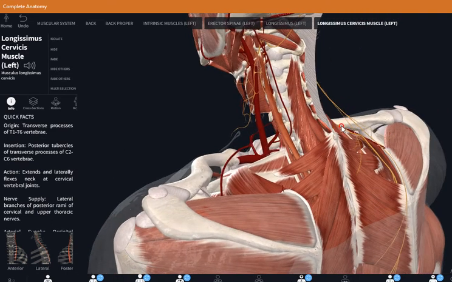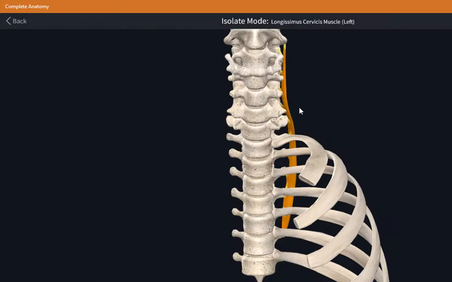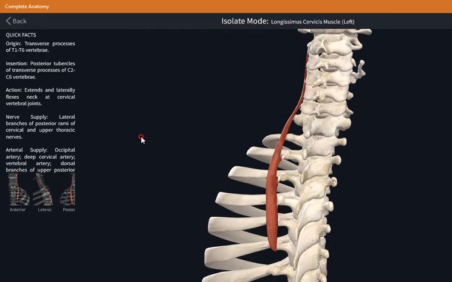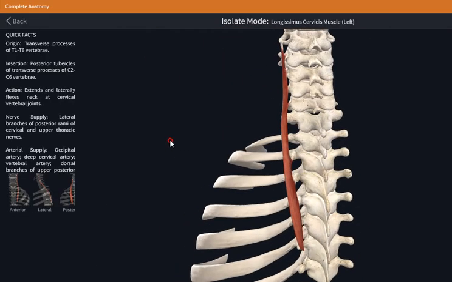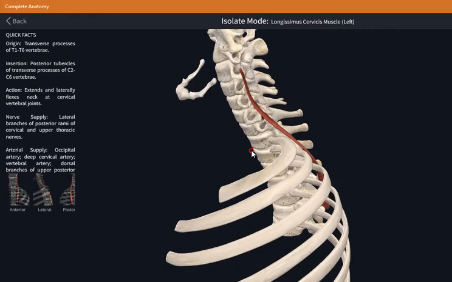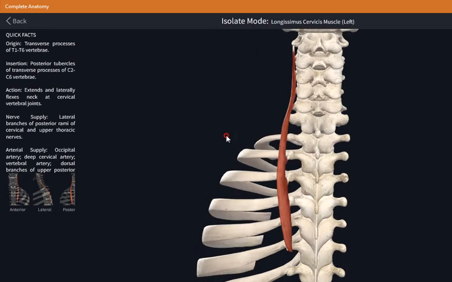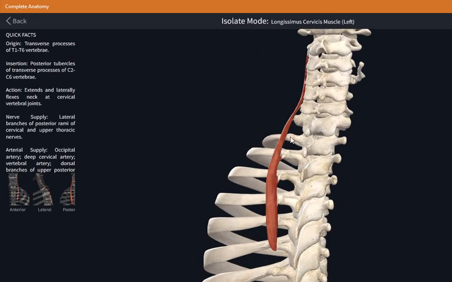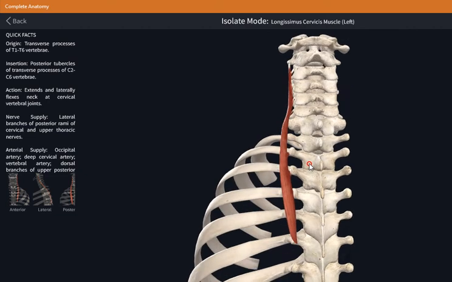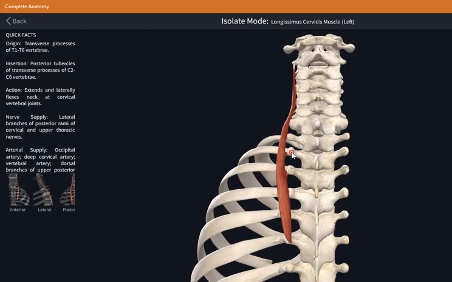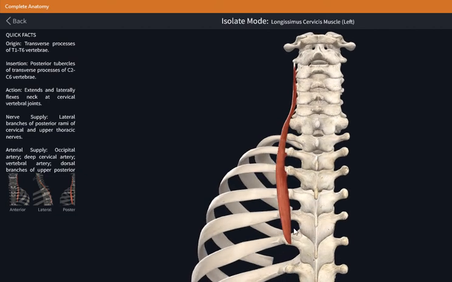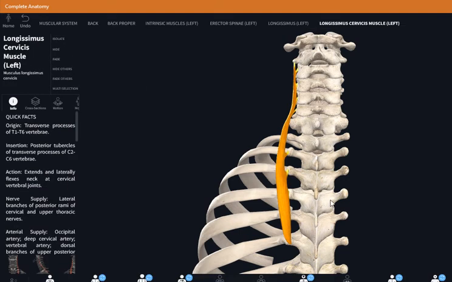Now you need to isolate in order to visualize the origin and insertion of longissimus cervicis. Longissimus cervicis has its origin here from the transverse processes of C3 to C7, and it's going to end at the transverse processes of T2 to T4. So that's the origin and insertion.